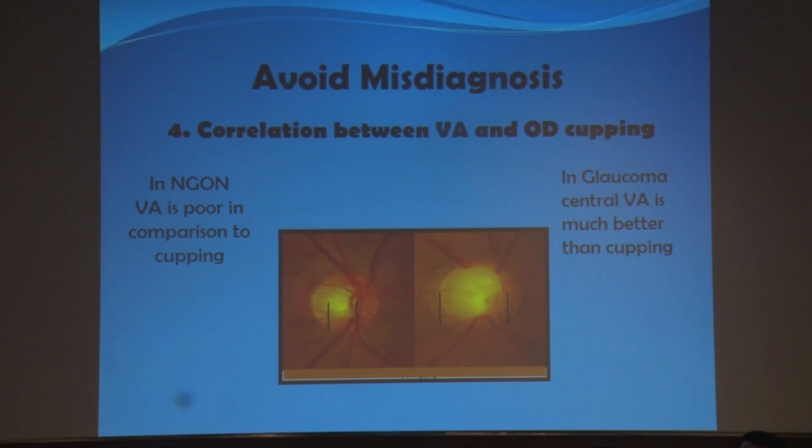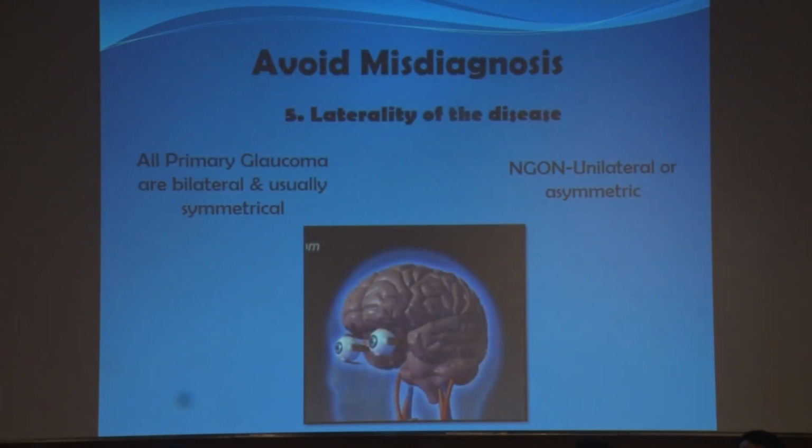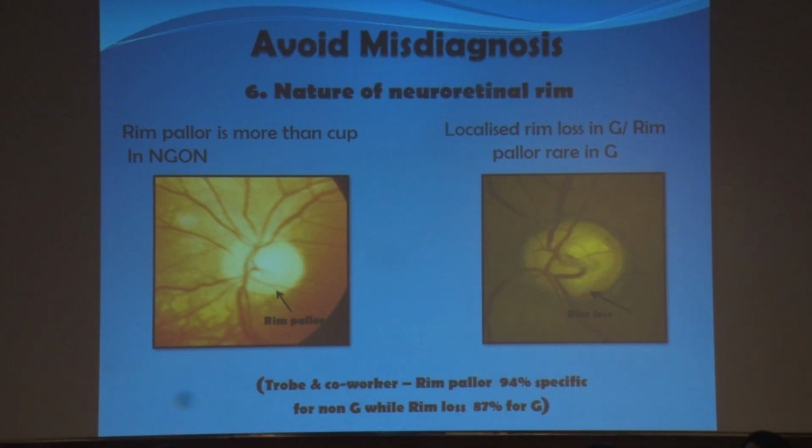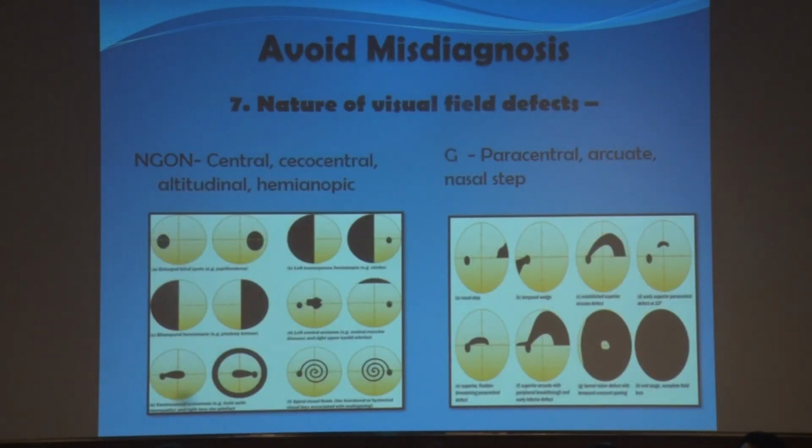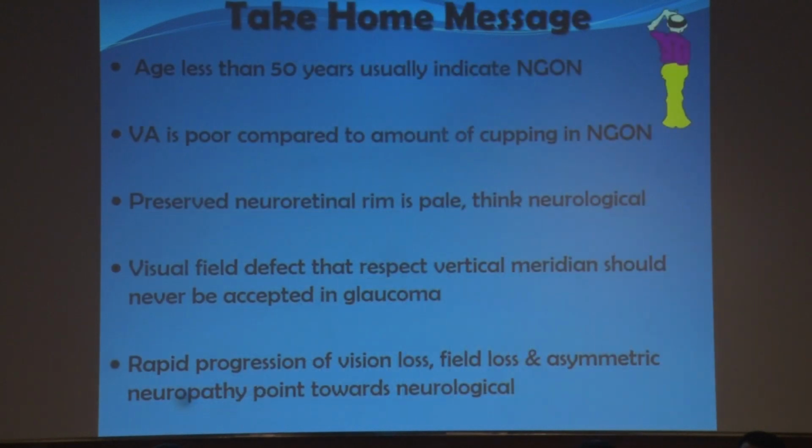In non-glaucomatous optic neuropathy, visual acuity is poor in comparison to cupping, while in glaucomatous patients, central visual acuity is much better than cupping. All primary glaucomas are bilateral and usually symmetrical, but non-glaucomatous optic neuropathy is unilateral and asymmetrical. Rim pallor is more than cupping in non-glaucomatous optic neuropathy, while there is localized rim loss in glaucomatous patients. Central, cecocentral, altitudinal, and hemianopic field loss are present in non-glaucomatous optic neuropathy, while paracentral, arcuate, and nasal steps are present in glaucoma.